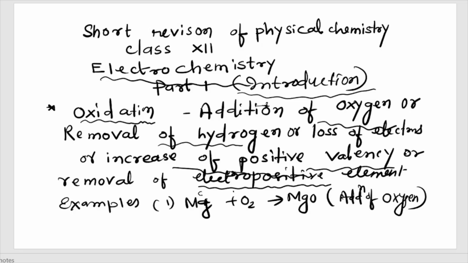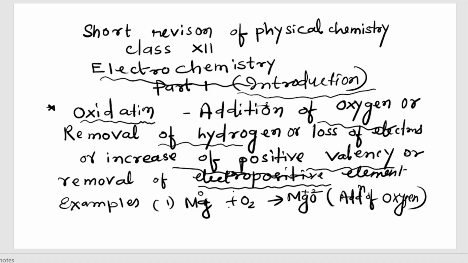See here Mg0, and after addition of oxygen or any process this changes to +2. That means increase of positive valency, 0 to +2, or removal of electropositive element. And you can observe there is only MgO, addition of oxygen, increase of positive valency. This is called oxidation.